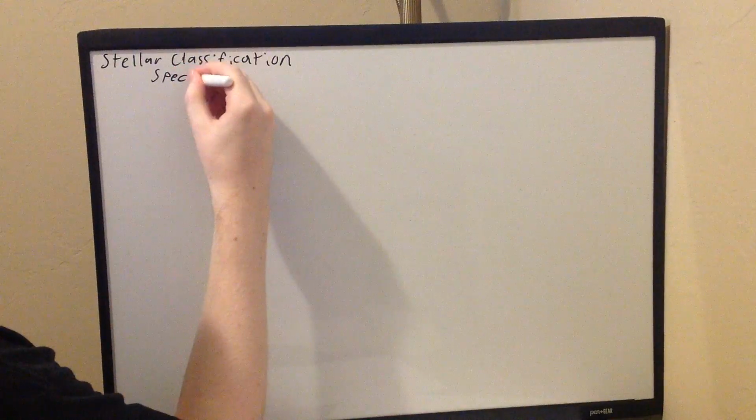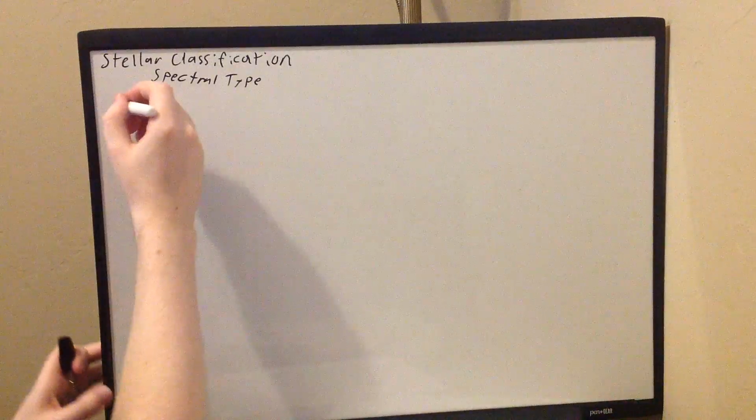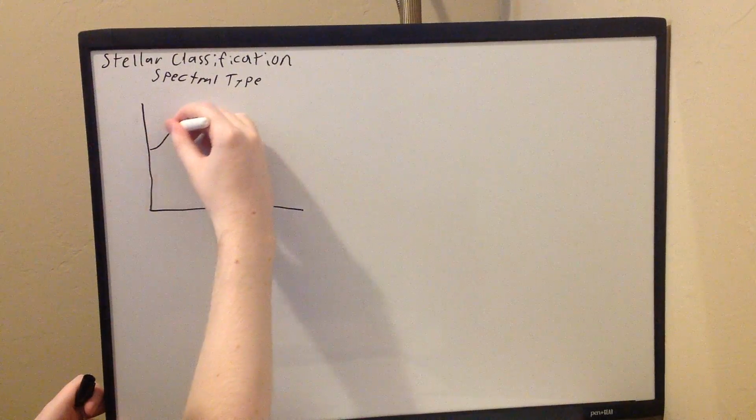The best way we've come up with to do that is with sorting by spectral type. So, let's think about a star's spectrum. As I said in the last video, stars are a good approximation of a black body. So a star would have a spectrum that looks a lot like a black body curve, something like that.